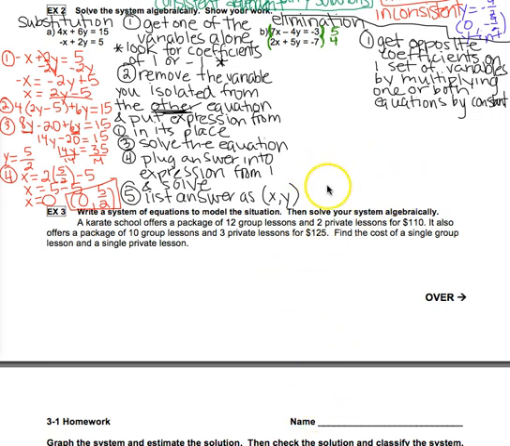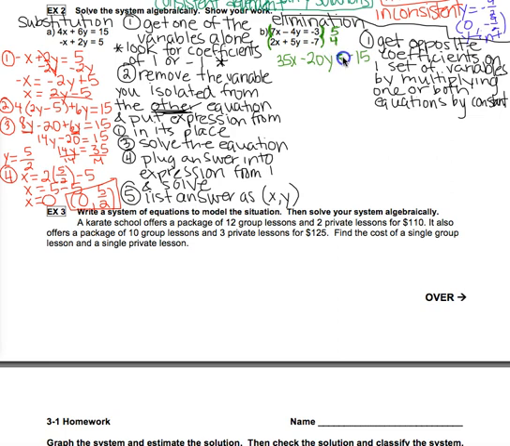Sometimes you only have to multiply one. Like if your bottom was 6y and the top was 2y, you would just multiply the 2y by negative 3. But here, the most complicated situation we could have is multiplying both. Remember, you have to multiply the entire equation. So 5 times 7x is 35x. 5 times negative 4y is negative 20y. 5 times negative 3 is negative 15.